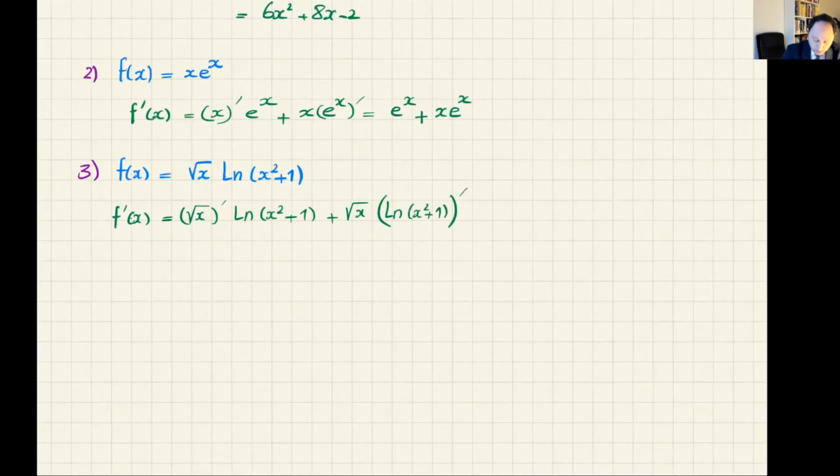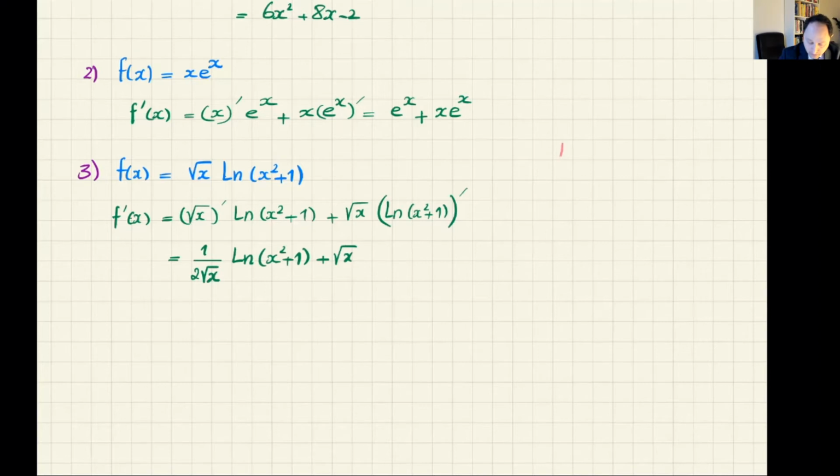And hopefully so far you know that the square root of x is a famous function. I told you to remember it separately, so its derivative becomes 1 over 2 square root of x, and then you multiply it by ln of x squared plus 1, and then you have a square root of x. So let me write the formula if you have forgotten.